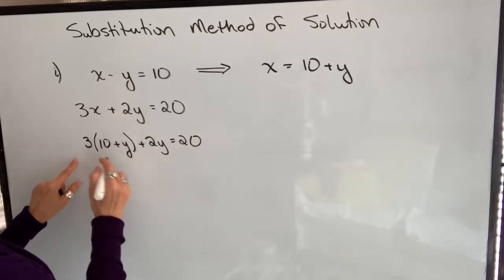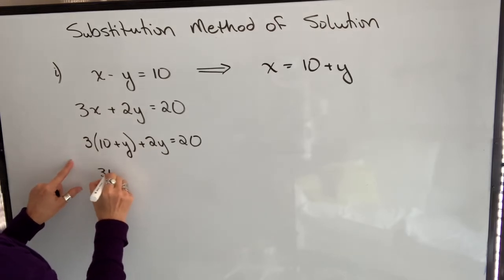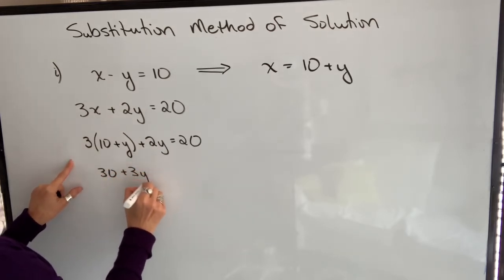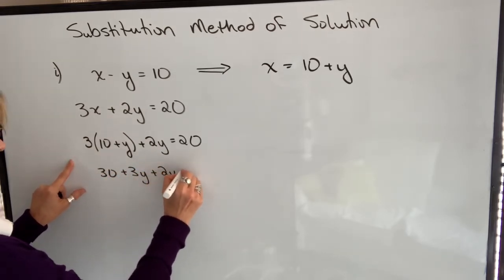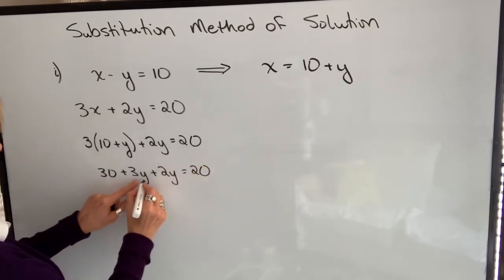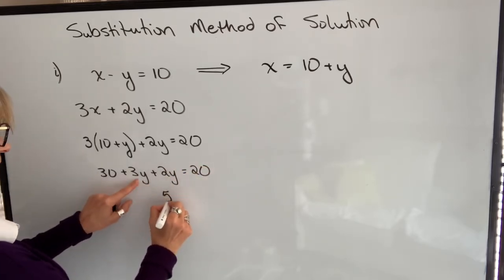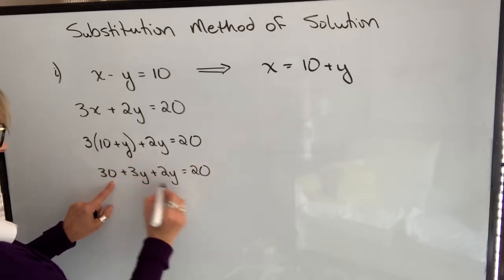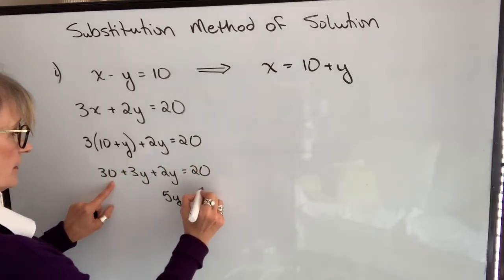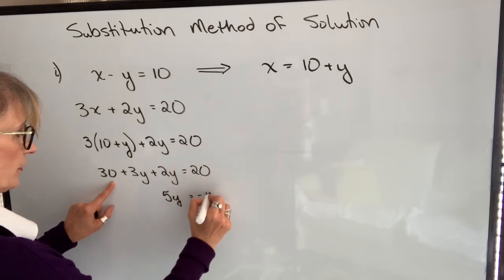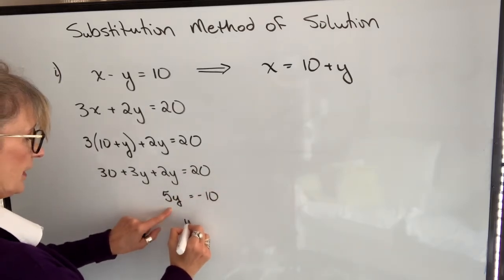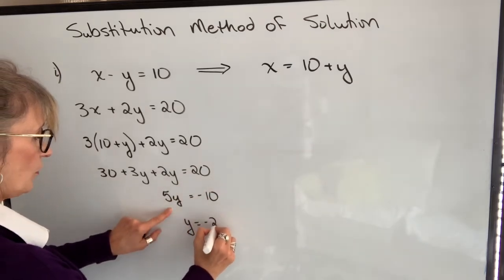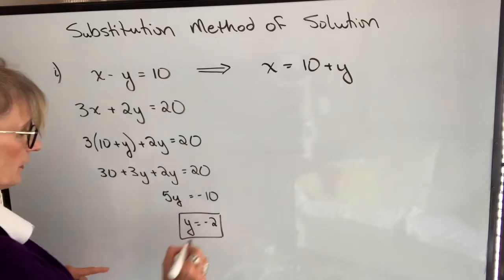So I'm going to get rid of the brackets first. I can combine 3y plus 2y is 5y. I'm also going to subtract 30 from both sides. So that 20 minus 30 will equal negative 10. And I'm going to divide both sides by 5. So y is equal to negative 2.